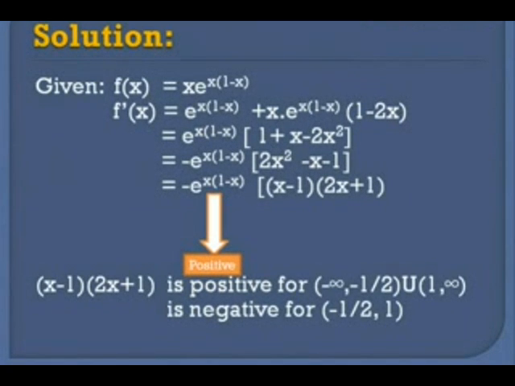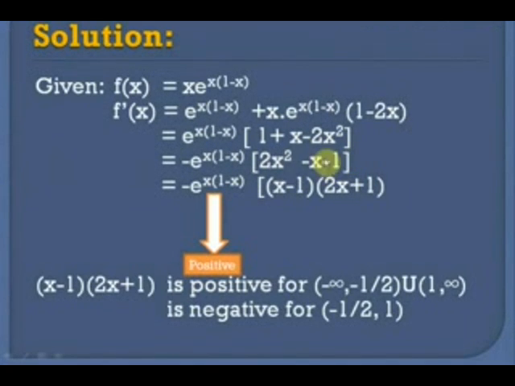So f dash x is equal to, we differentiate this function and get e to the power of x times (1 minus x) plus x times e to the power of x times (1 minus x) times (1 minus 2x). Now I'm pretty sure you have become the master of differentiation, so this becomes a very simple function to differentiate. Now we take e to the power of x times (1 minus x) as common and get 1 plus x minus 2x square. Or we take a minus sign here and get minus e to the power of x times (1 minus x) times (2x square minus x minus 1).